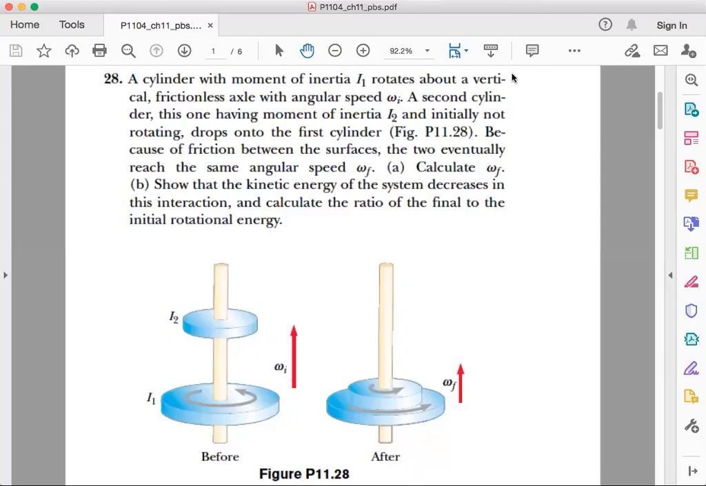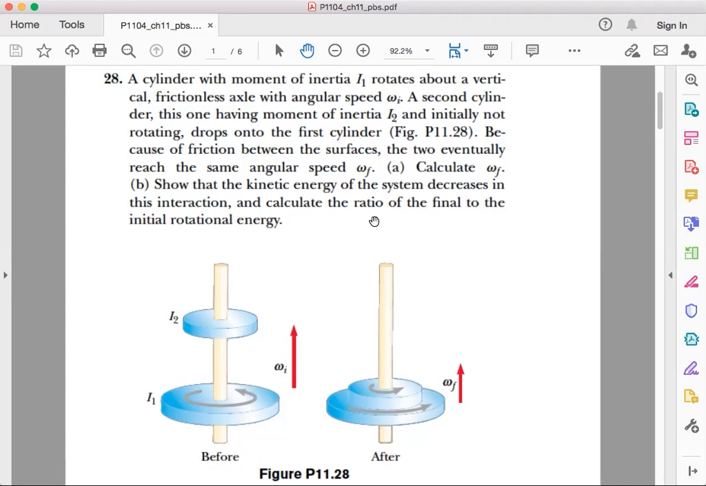So problem 28 of chapter 11. A cylinder with moment of inertia I1 rotates about a vertical frictionless axle with angular speed omega I. A second cylinder, this one having moment of inertia I2 and initially not rotating, drops onto the first cylinder as shown in this figure. So this is the initial configuration where you have cylinder number 1 with moment of inertia I1 rotating already, and cylinder 2 is at rest but drops onto the first one. The first cylinder was rotating with omega I.